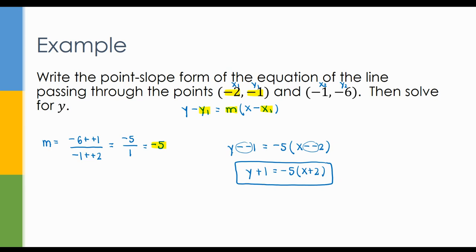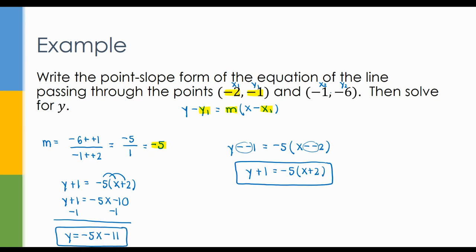So now I'm going to take this equation, y plus 1 equals -5 times the quantity x plus 2. I'm going to get rid of the parentheses by distributing that -5. So we'll have -5x minus 10 on the right. And then the last step to get the y by itself, I'm going to subtract the 1. So then we have y equals -5x minus 11.